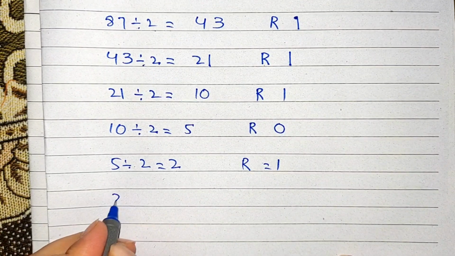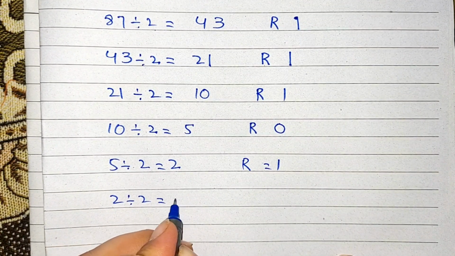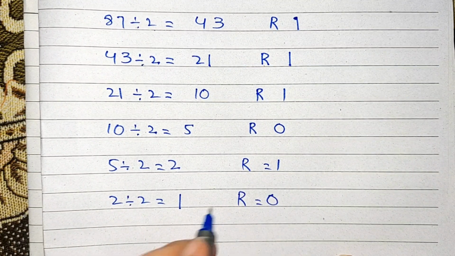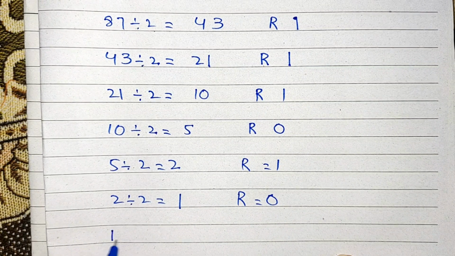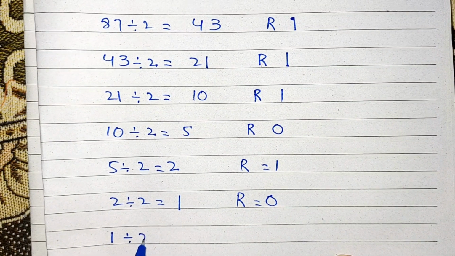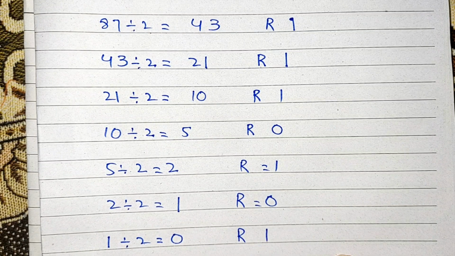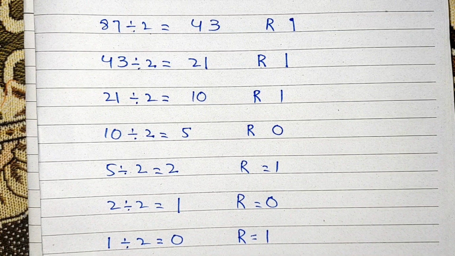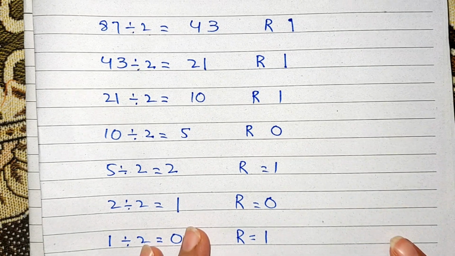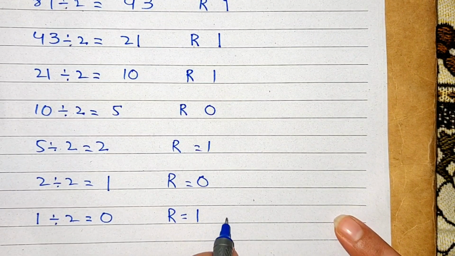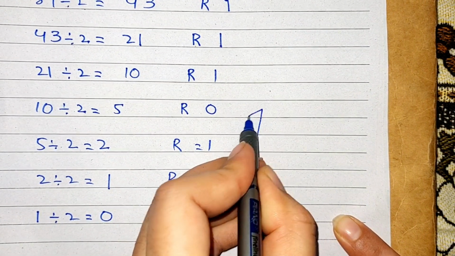So this 2 again divided by 2 will equal 1, and the remainder will be 0. So again 1 divided by 2 will be 0, and the remainder will be 1. And how do we write this as a binary number? We will start from the bottom and go upward.